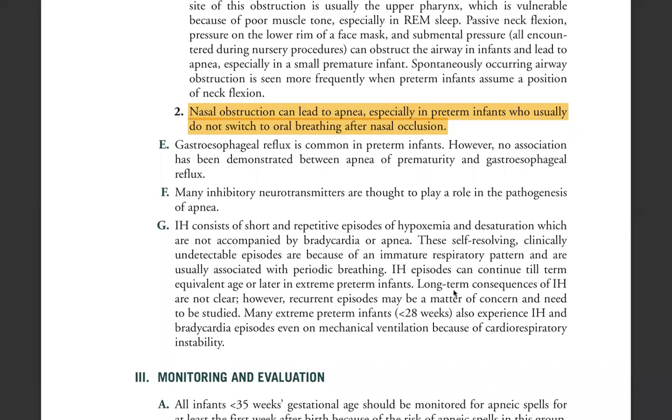It is not known what the long-term consequences of these intermittent hypoxic episodes are. So you need not always treat them with oxygen. Sometimes you may not shift the baby out of the ICU because of these intermittent hypoxic episodes.